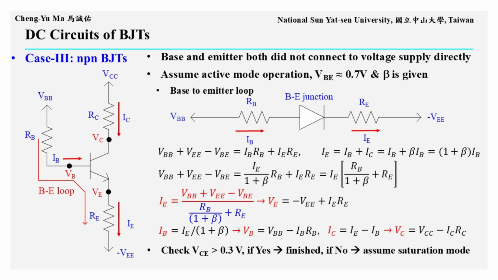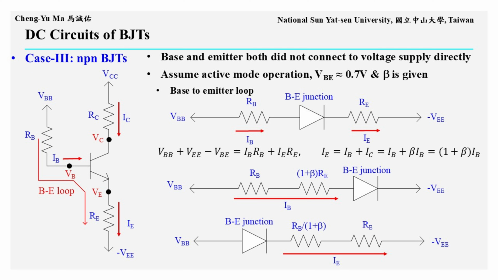Using the reflected base resistance, IE can be found immediately. IE equals VBB plus VEE minus VBE divided by the quantity RB divided by 1 plus beta plus RE. After IE is known, VE equals negative VEE plus IE times RE. Then IB equals IE divided by 1 plus beta. VB can be found either from VE plus VBE or from VBB minus IB times RB. Finally, IC equals IE minus IB or beta times IB, and VC equals VCC minus IC times RC. As usual, we check whether VCE is greater than 0.3 volts to confirm active mode operation.